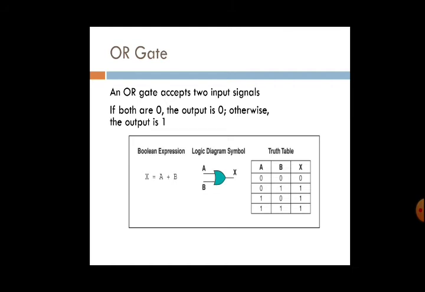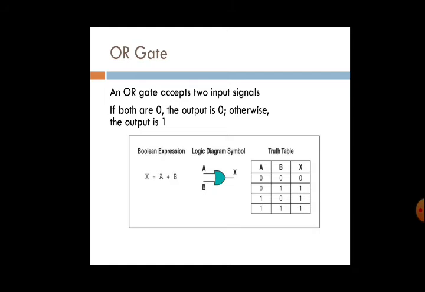Okay. See the truth table. 0 plus 0 is equal to 0. 0 plus 1 is equal to 1. 1 plus 0 is equal to 1. 1 plus 1 is equal to 1. Right? So the output of OR gate is the addition of the inputs. This is called OR gate.